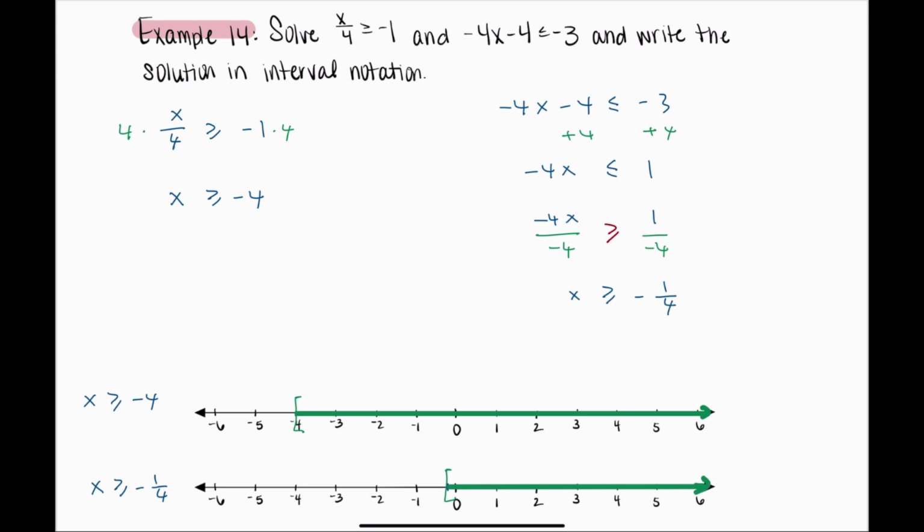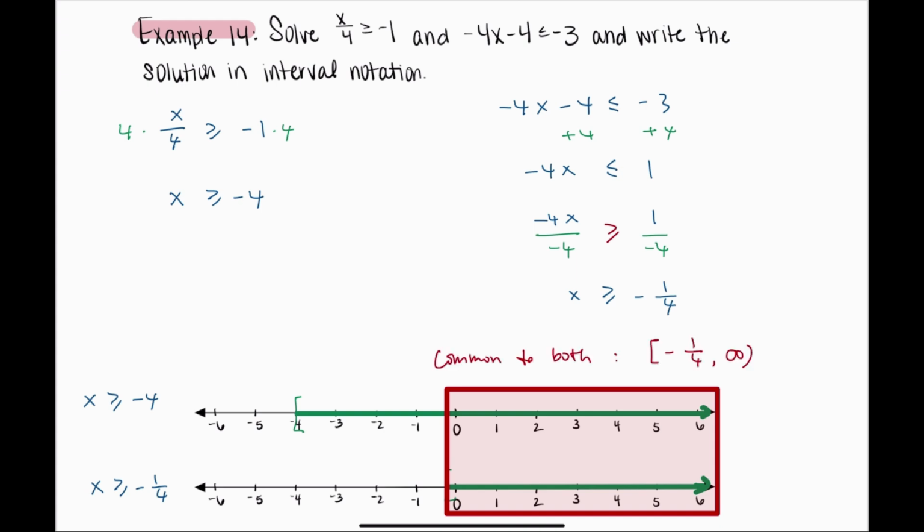To find the solution to the compound inequality, we look at the intersection of the two graphs, which is the region where both inequalities overlap. This region starts at -1/4 and extends to positive infinity. So the solution in interval notation is from -1/4 to infinity.